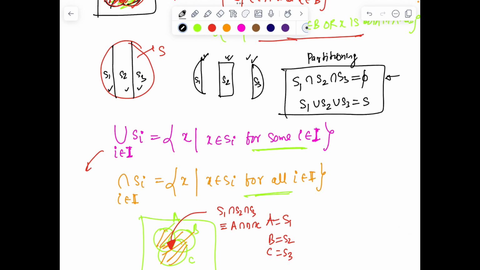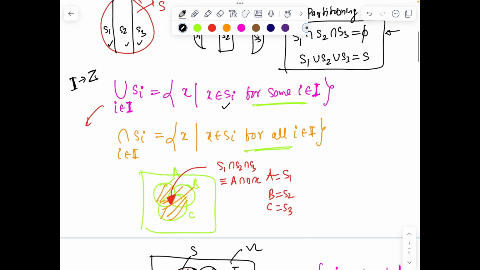Now sometimes JEE Advanced uses a fanciful notation of union: i belongs to I, where I am mentioning I as the set of integers, union of Si. It means all x such that x is in Si for some i belonging to I. Similarly, intersection of Si, i belongs to I, means x such that x belongs to Si for all i belonging to I.